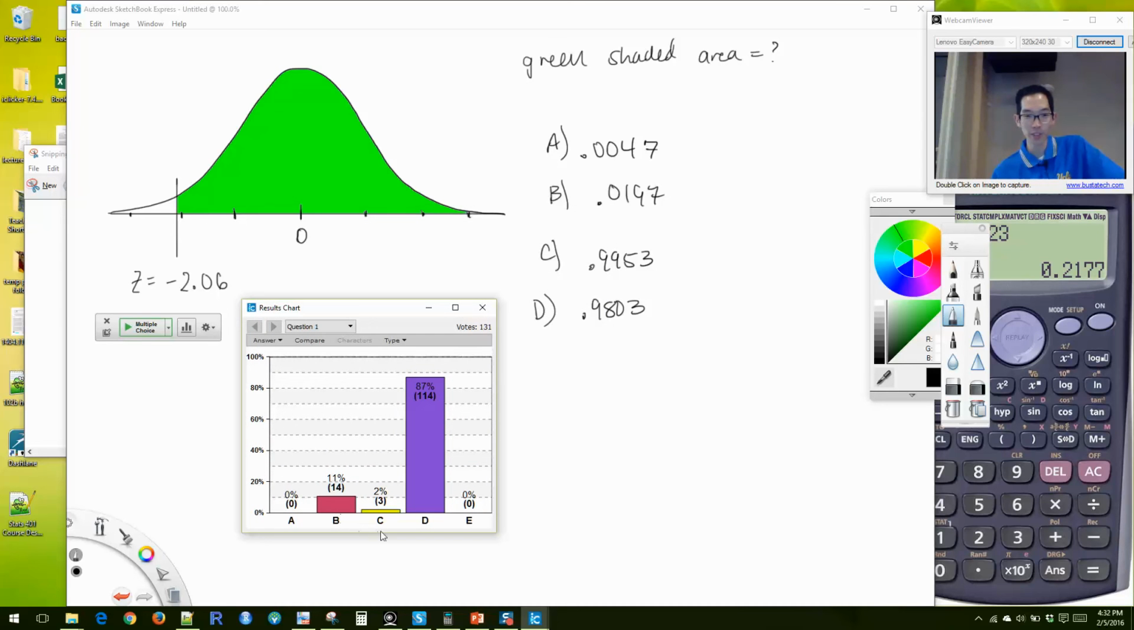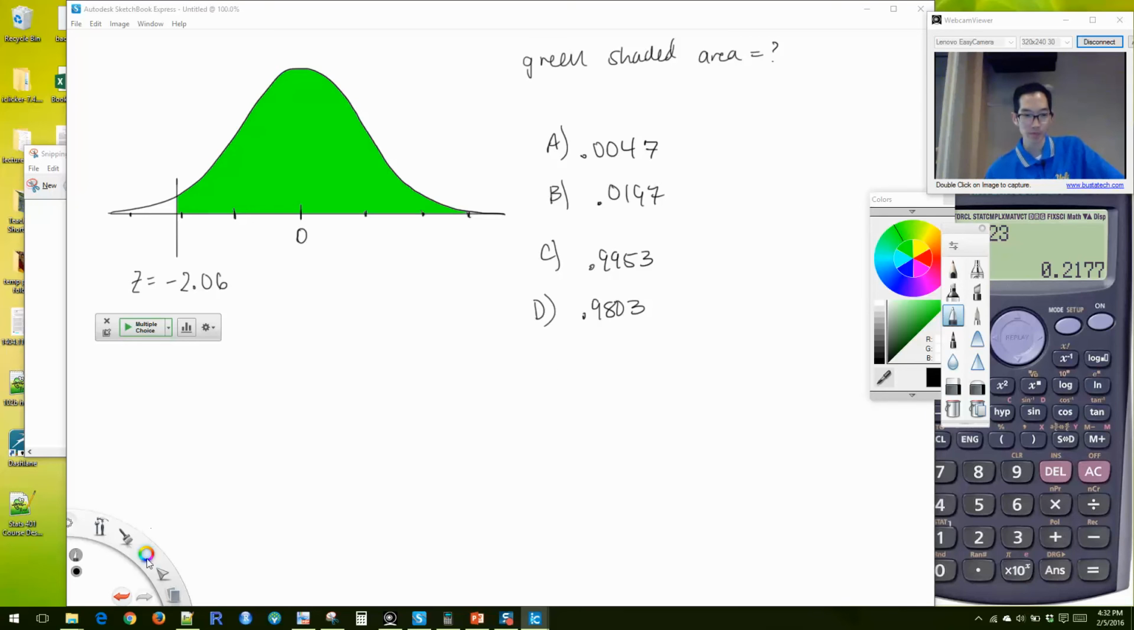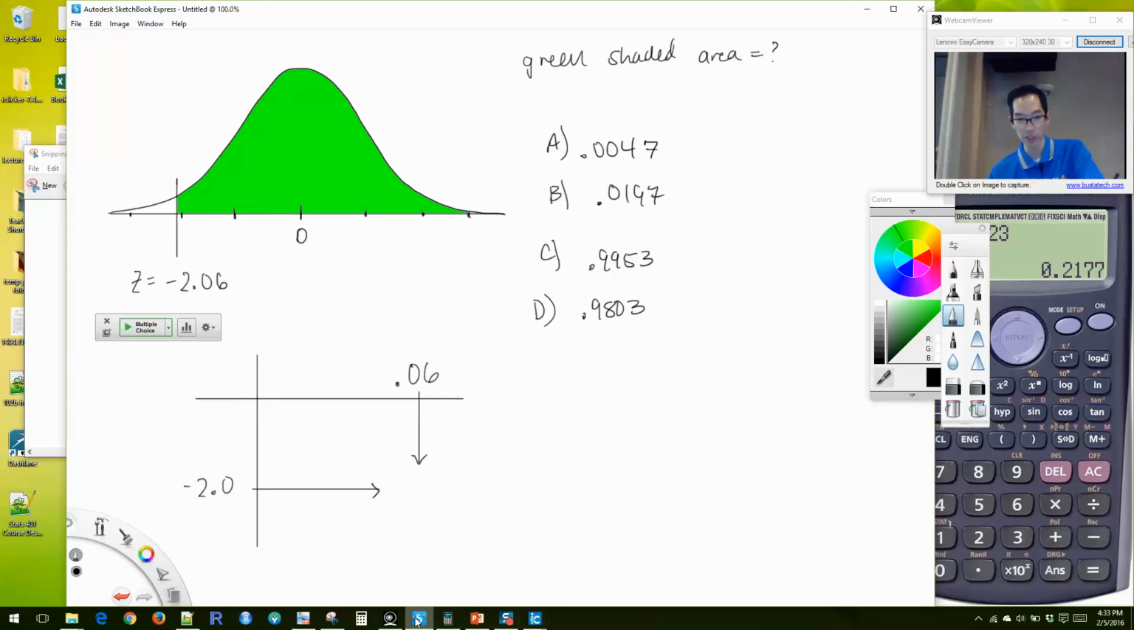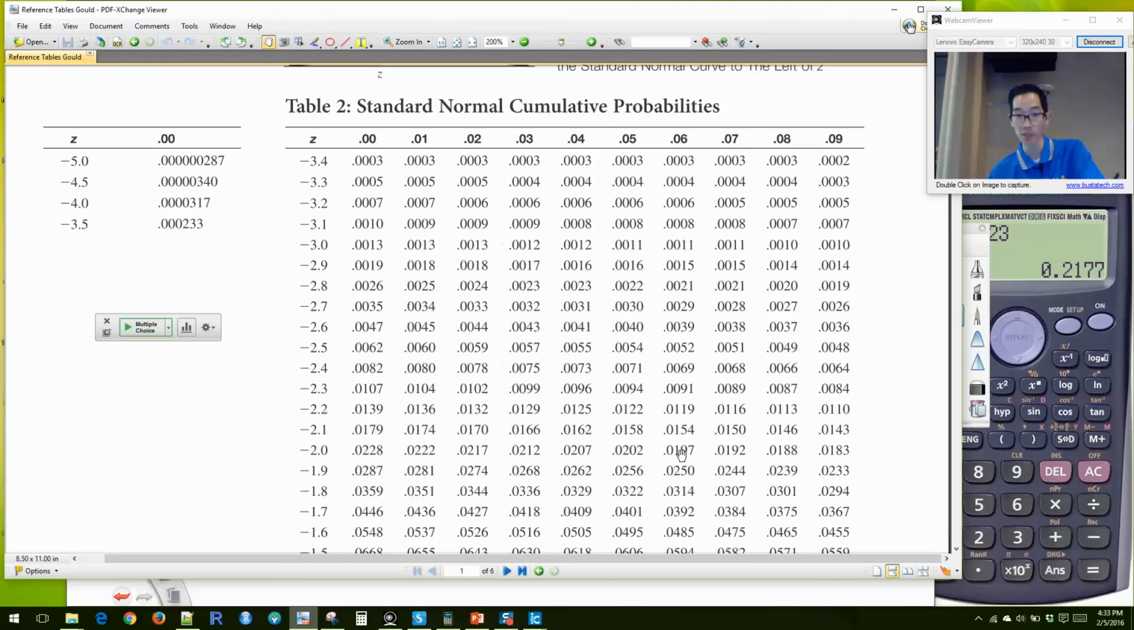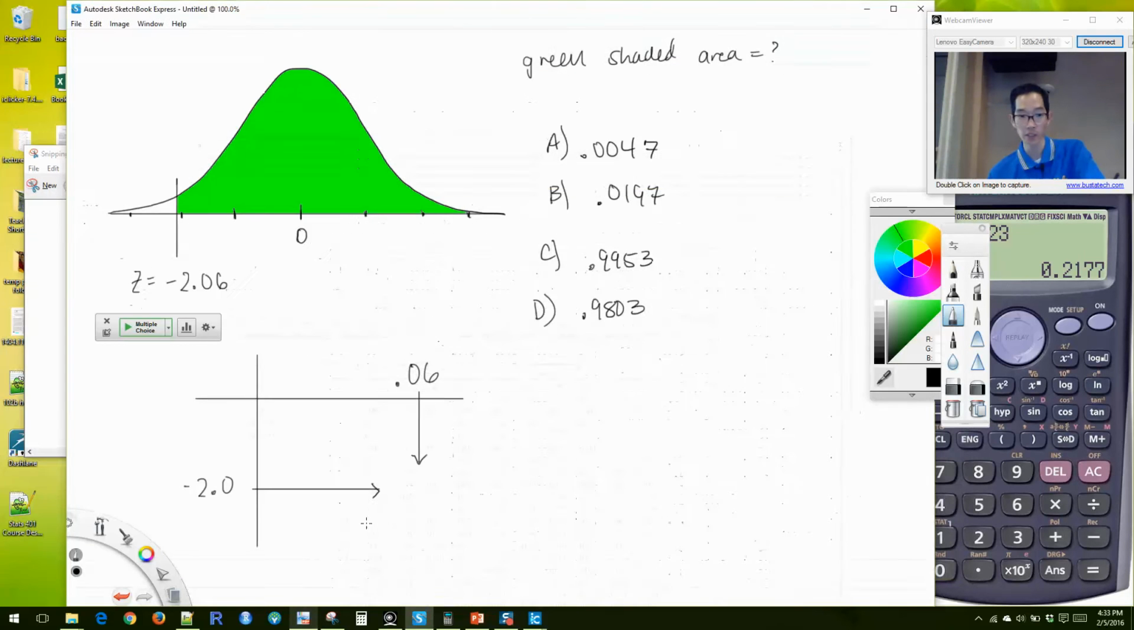Okay, and the correct answer is D, indeed. So again, you look up z equal to negative 2.06. What that means is you're in the row negative 2.0 and the column 0.06, and the number at the intersection is 0.0197. Okay, that's not the answer because the table always gives us the area to the left.